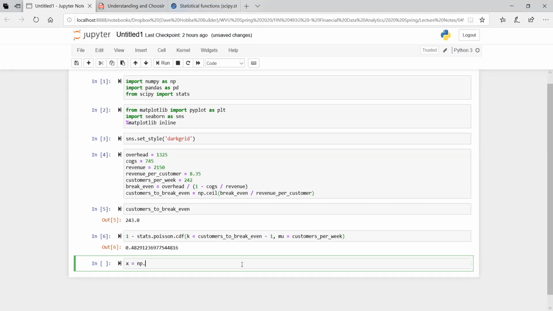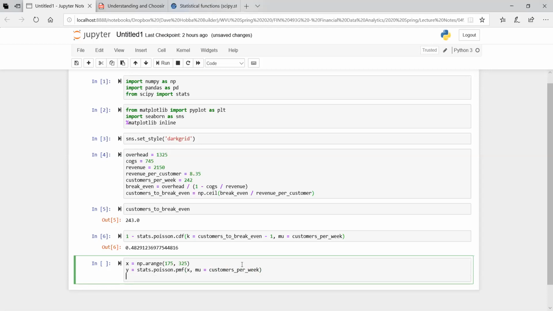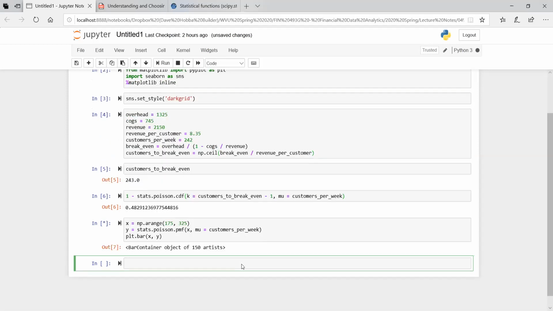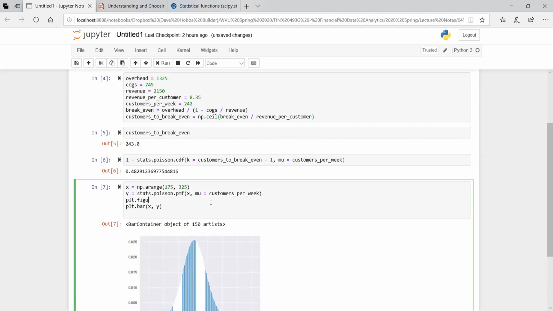If we were to plot this out, one more thing. Remember, if we're going to plot it out, let's go from 175 to 325. Let's say for Y, we're just going to plot out the Poisson distribution of X with an average. So we're going to show what this distribution actually looks like and what we did. Then we're going to plot it. I'm going to do the bar of X and Y. Let me make it a little bit larger so you can see it a little bit clearer. Figure, fixed size. I'm going to make it a 10 by 5.